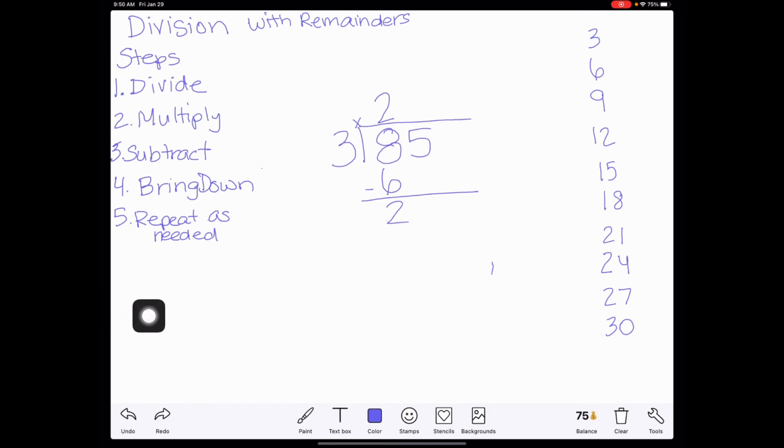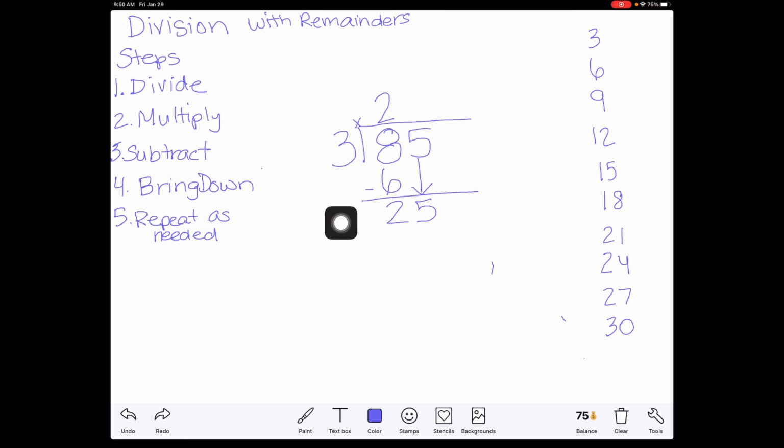So then the next step is I need to analyze, can I get another group of 3 from 2? I see that 2 is less than 3, so no, I cannot get another 3. So that means I need to bring down my next number. So I'm going to go ahead and bring down my number 5. So now my number 5 says to repeat as needed, and I see that I still have numbers to divide.